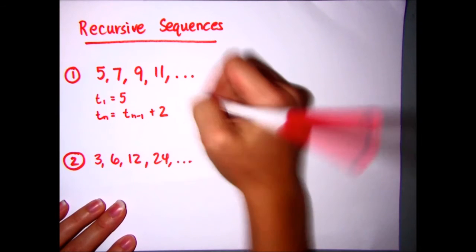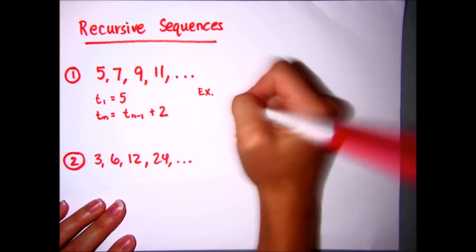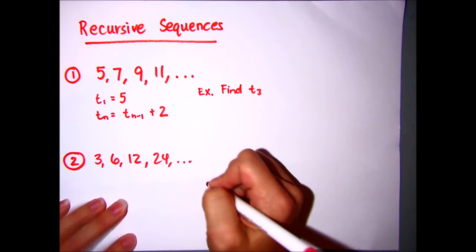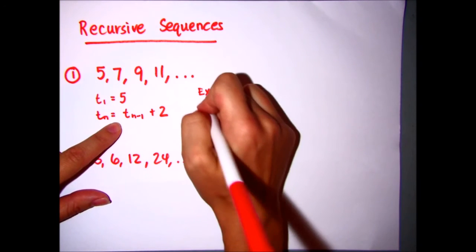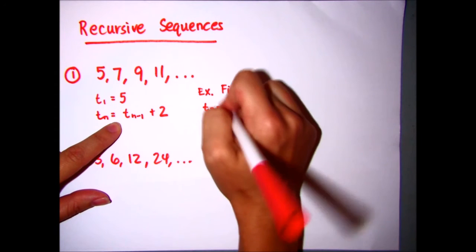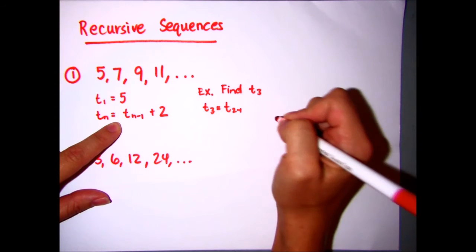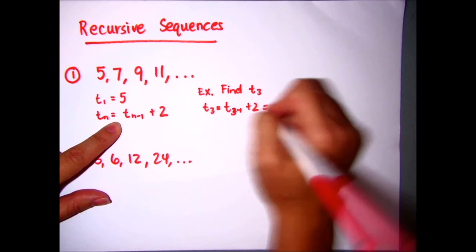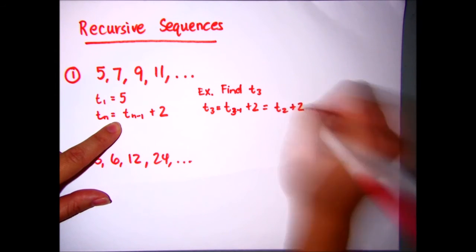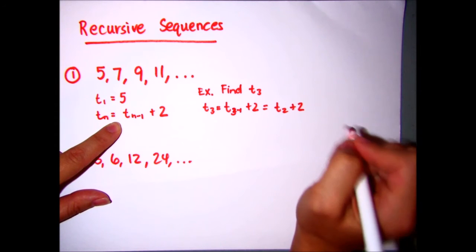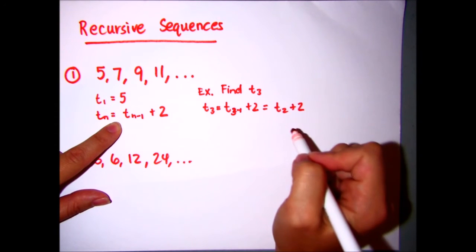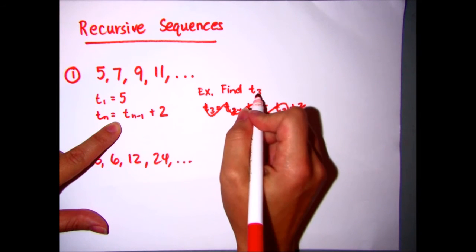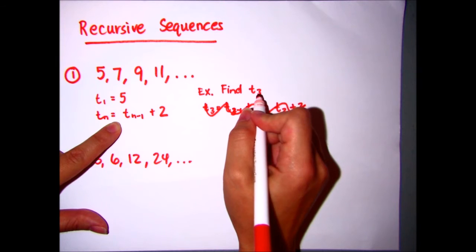So let's see an example of how this actually looks. Let's say find term 3. Well, let's use our rule. Term 3 is equal to term 3 minus 1 plus 2, so that's equal to term 2 plus 2. Well, do you know that? No. That's why you have to find all the previous terms. So we're not even ready for this step. If we want to find term 3, we have to find every term in front of it.